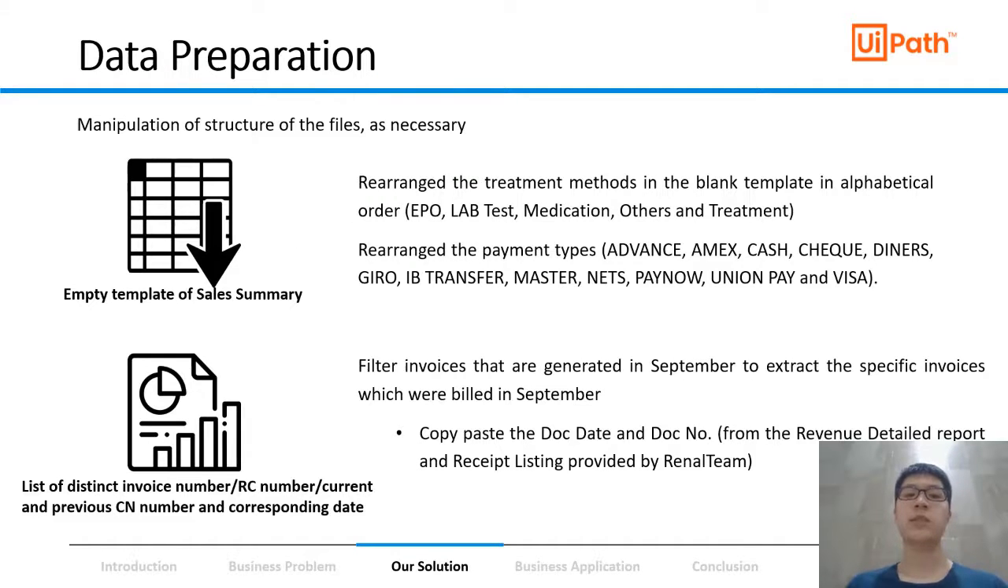Next, for the empty template for the sales summary, we arranged the treatment methods and the payment types in alphabetical order. Next, we filtered the invoices that were generated in September to extract the specific invoices which were billed in September, and then we copied and pasted the document date and the document number from the revenue detailed report as well as the receipts listing provided by Renal team.